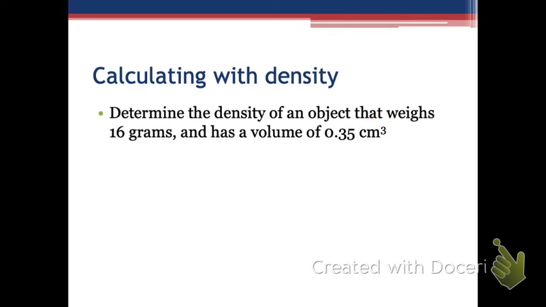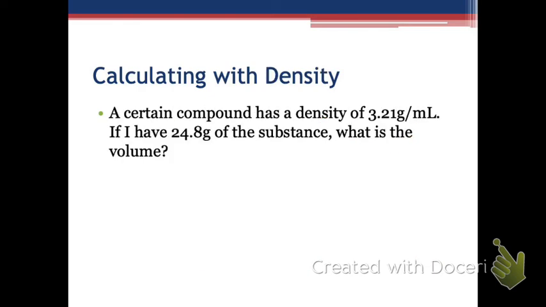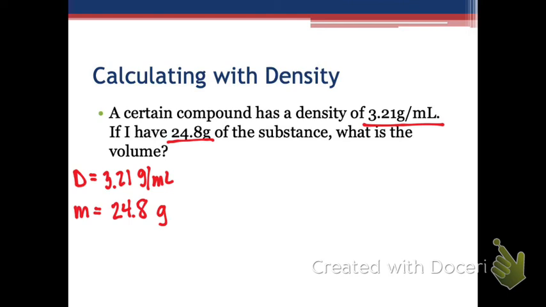A certain compound has a density of 3.21 grams per milliliter. If I have 24.8 grams of the substance, what's my volume? All right, so this time I'm given density. I like to kind of make a list over here of the variables I do have. 3.21 grams per milliliter. It says this is my mass, 24.8 grams. And I'm trying to find my volume, so I'm going to label that as my question mark. That's really what I'm searching for.